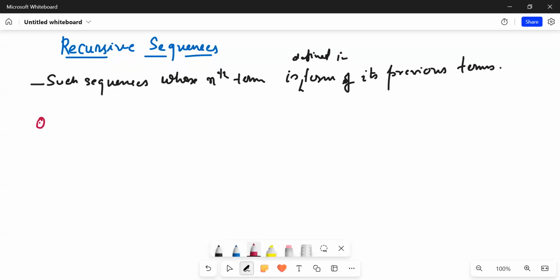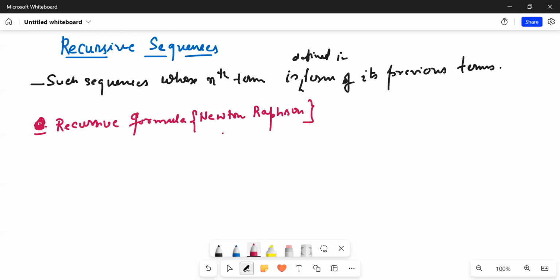One example of a recursive sequence is a recursive formula, generally called the Newton-Raphson scheme. When you study numerical analysis, you'll find that there's a Newton-Raphson scheme for approximating root 2. So let us take this.